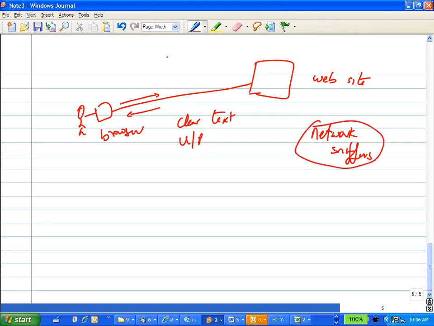How do companies prevent it? Using what? HTTPS. When there's the HTTPS protocol, then the data is not in clear text.